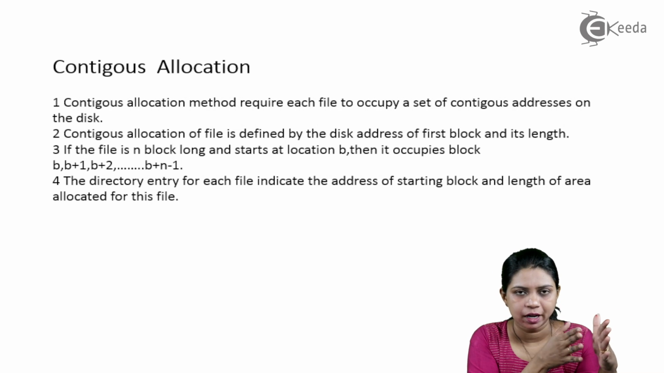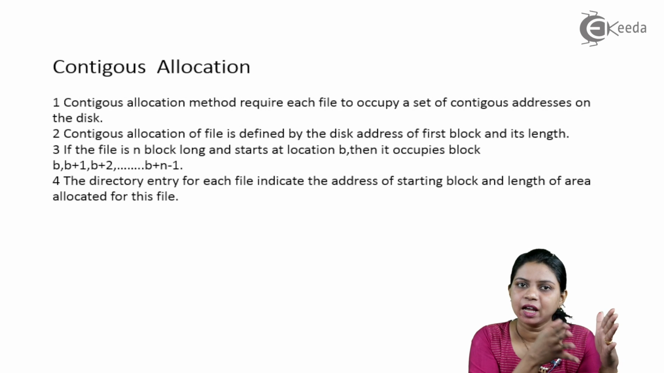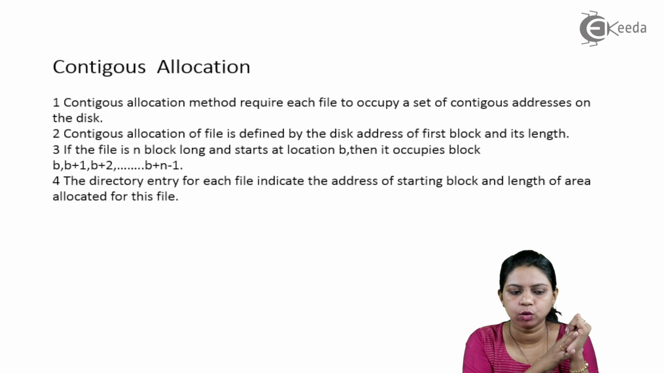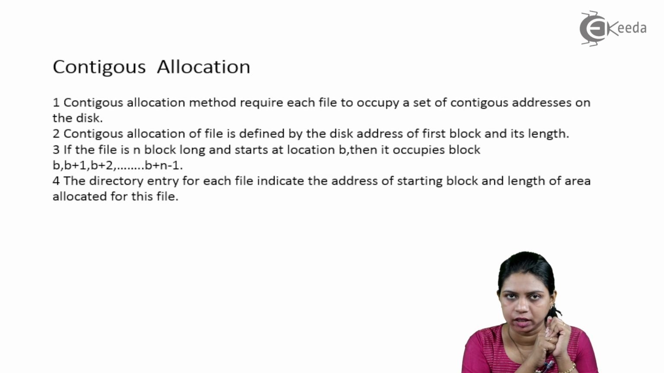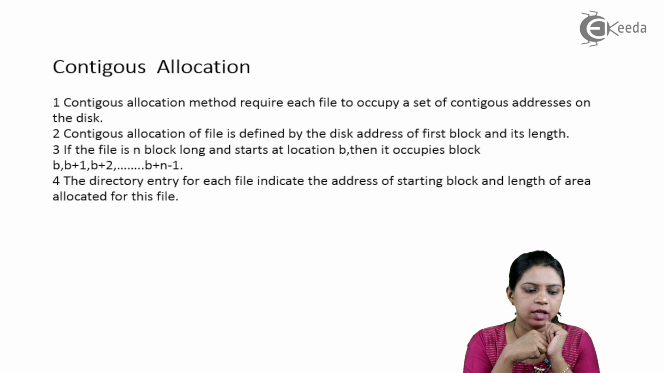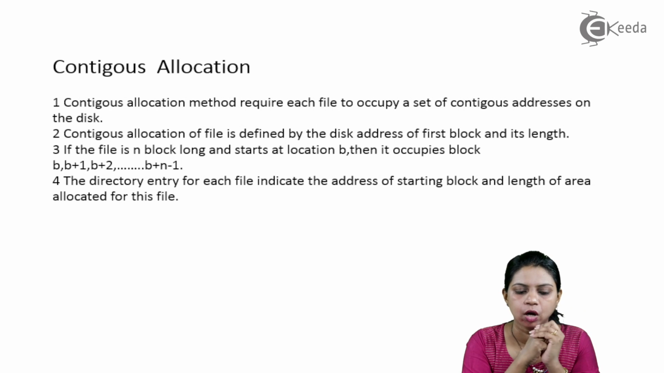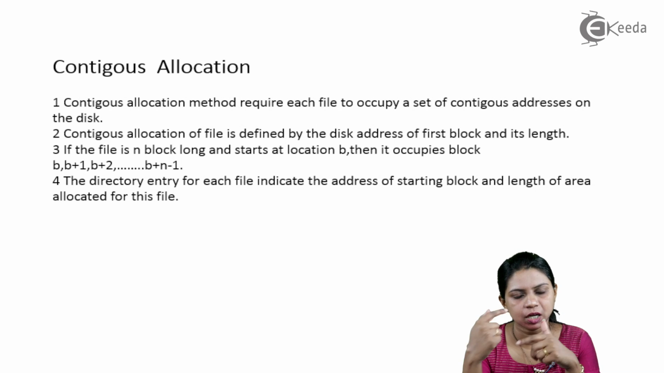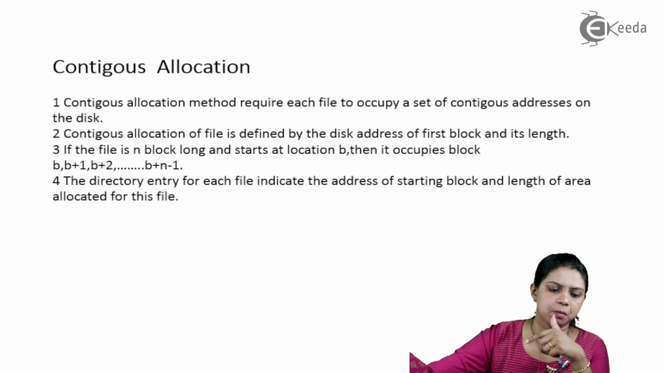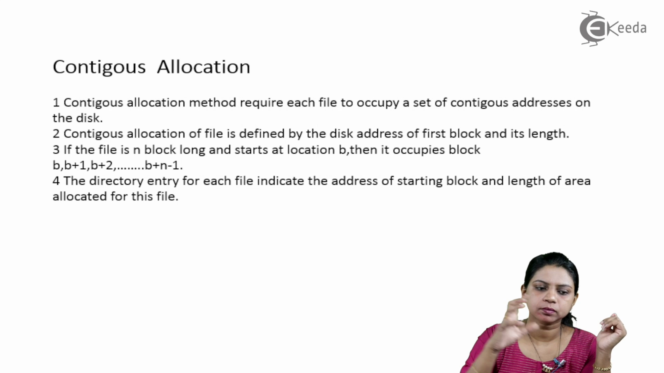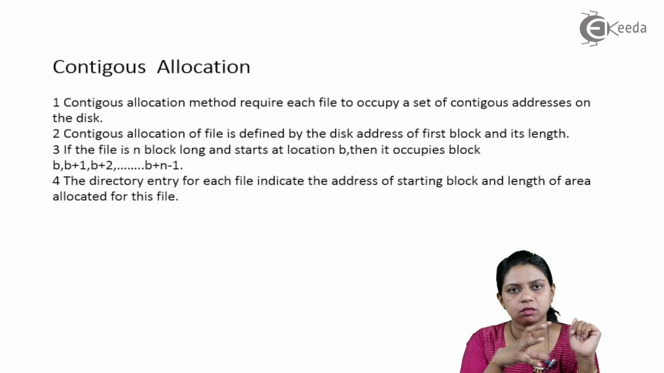It is like an array. In an array, what do we do? An array stores the data in a contiguous way. The same thing is applied over here. Contiguous allocation of a file is defined by the disk address of the first block and its length. So if the file is n blocks long and it starts at location B, then it will occupy B, then B plus 1, then B plus 2, up to B plus n minus 1. In this way the contiguous allocation method works.